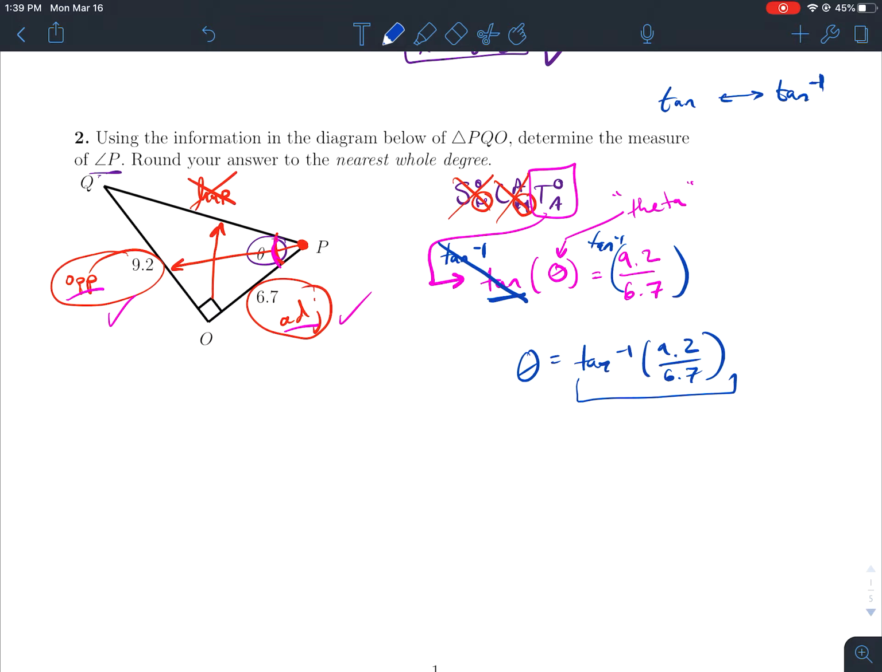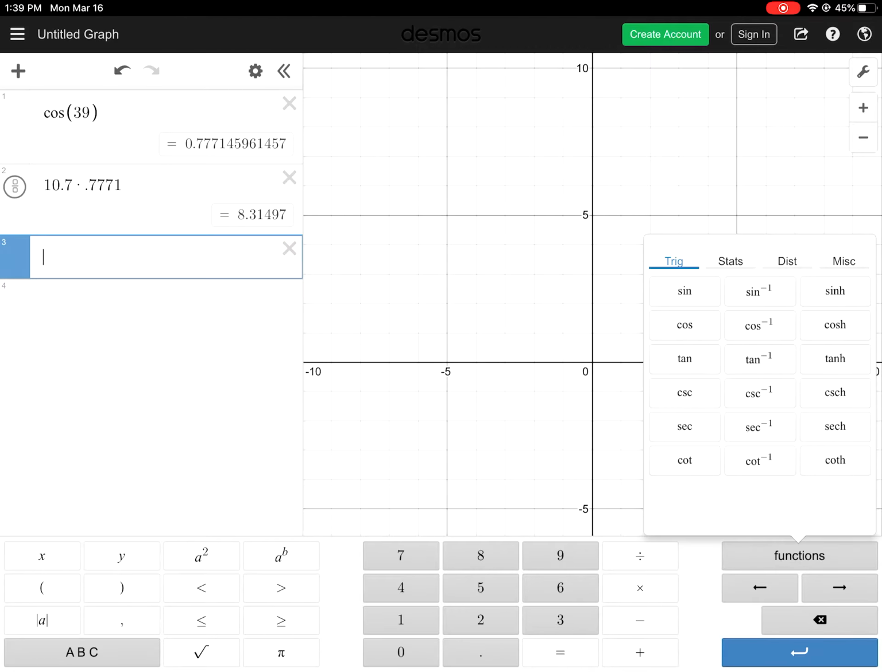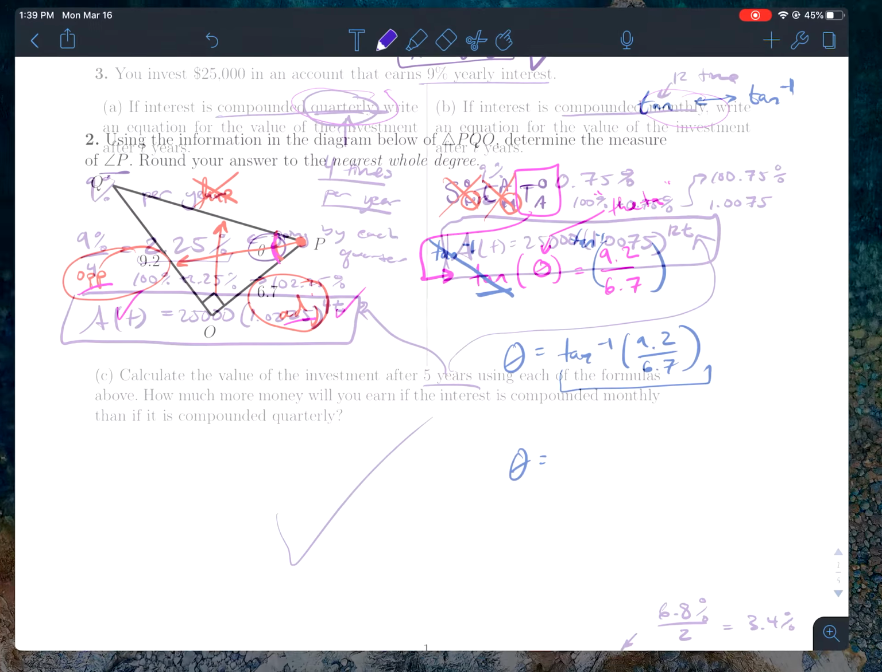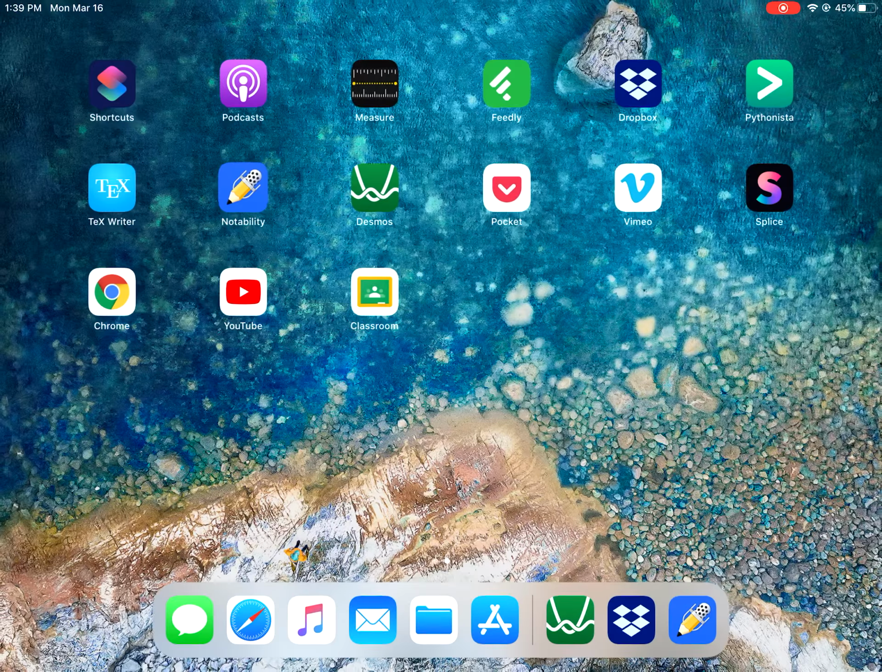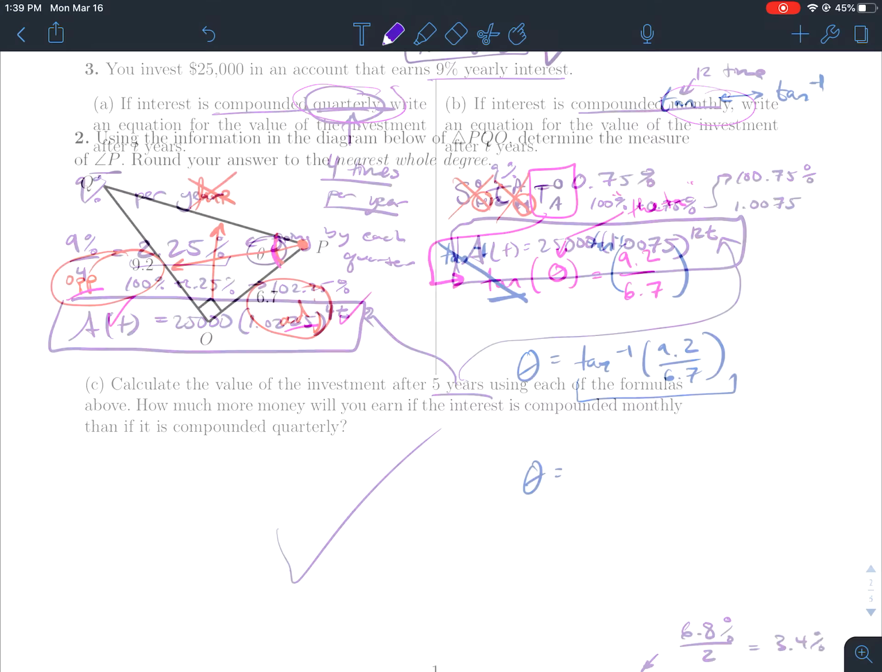And this is all just operations and numbers, so we can use our calculator to evaluate that. So tangent inverse, we go into our functions. It's in trig in case you're not on that menu. Tangent inverse of 9.2, I think, divided by 6.7. Let's see if we got that right. Yep, we did. Okay, and the final answer is 53.94.